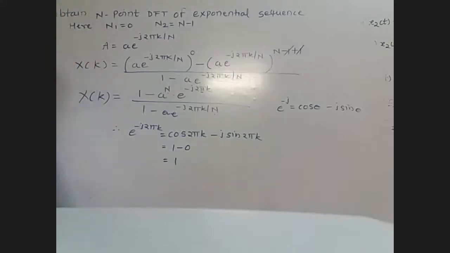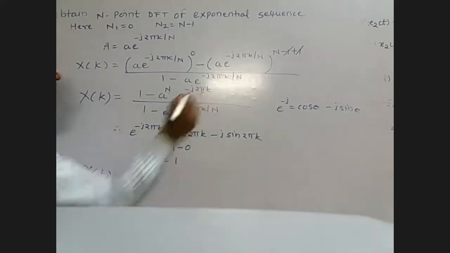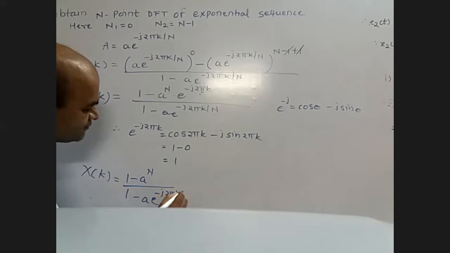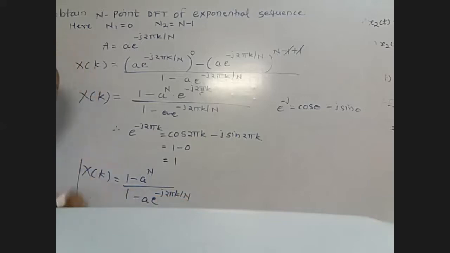Now at this expression, in case you put the value of k as 0, cos 0 or sin 0 will be obtained in this fashion. Now if you put this value in our expression, you will get x of k is equal to 1 minus a raised to n, so this term will be unity, and in the denominator you will get 1 minus a e raised to minus j 2 pi k by n. So this will be your answer.